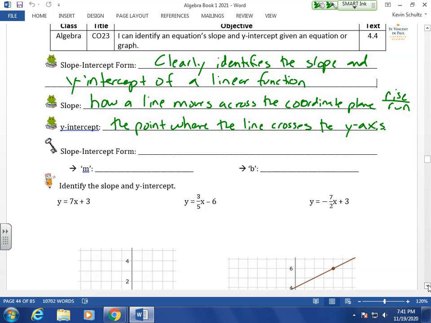Here's the actual formula. The key point, I recommend it goes on a help sheet. Slope-intercept form is y equals mx plus b. Y equals mx plus b. And for today, we're really only going to care about the m and the b, because the m variable in this formula represents our slope. That's the slope. And you might be wondering, well, why isn't it an S? Why did they use m to represent slope?